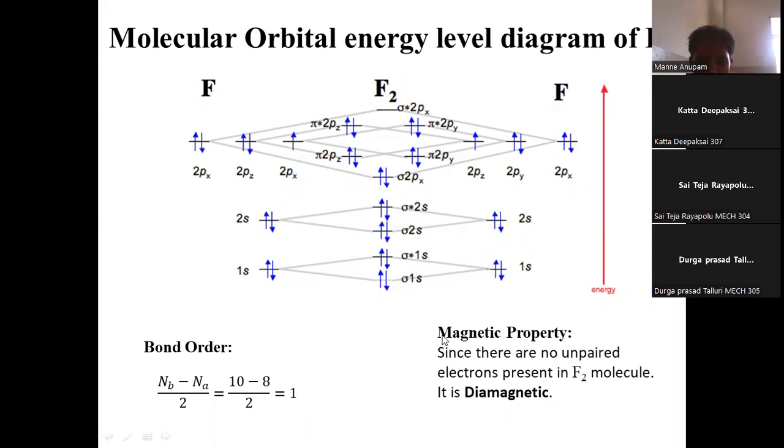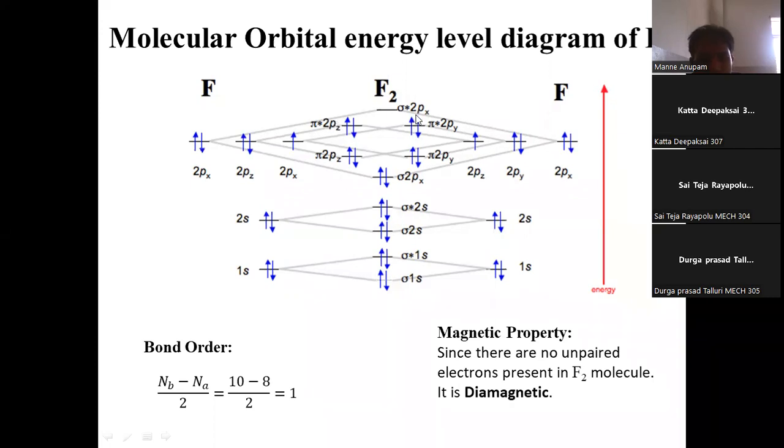Now here we have to see what is the magnetic property. Magnetic property is nothing but whether there are unpaired electrons. If there are unpaired electrons, then the molecule is paramagnetic, meaning it exhibits magnetic property. If there are no unpaired electrons, then the molecule is non-magnetic, meaning it does not exhibit magnetic property, and hence it is called diamagnetic.